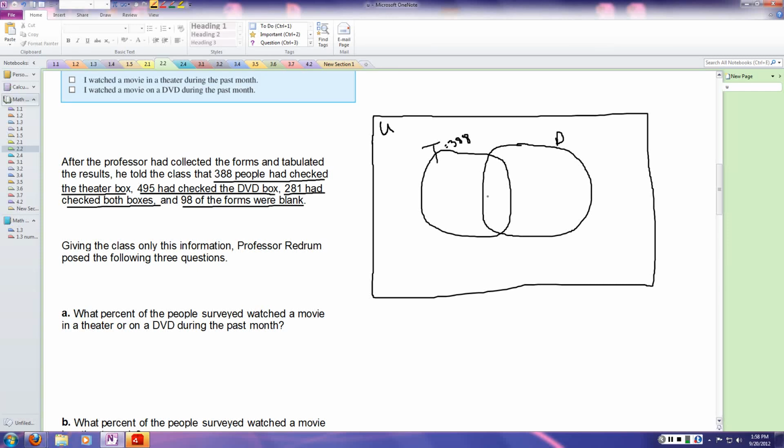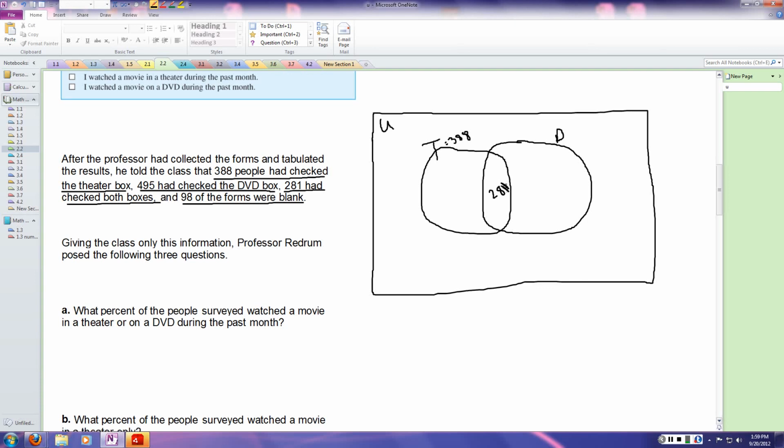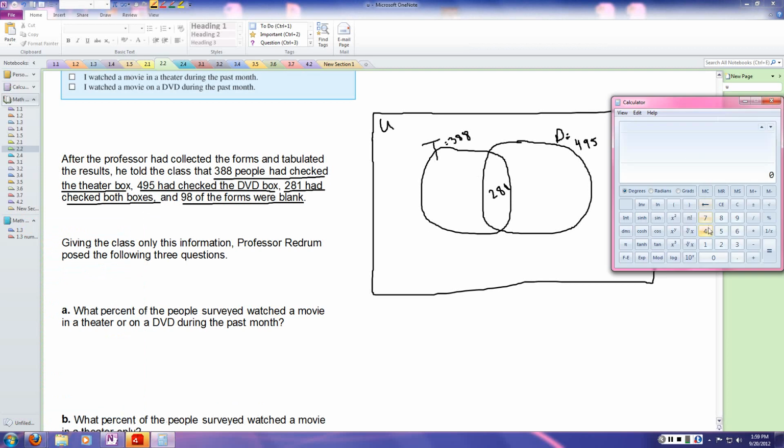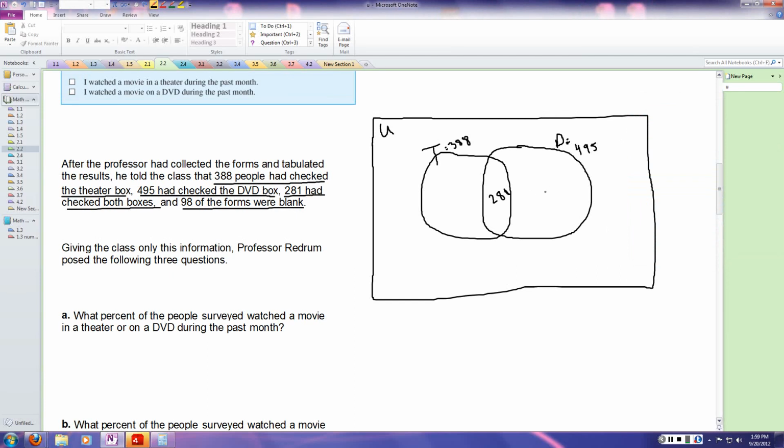The 281 people did both. That means they watched the movie in theater and on DVD, so they go here. And then on DVD, 495 people had checked the DVD box. If I want to know how many people just watched a DVD and not in the theater, I'm going to use a calculator: 495 minus the people that checked both boxes, 281. That tells me I have 214 people who only watched a DVD.